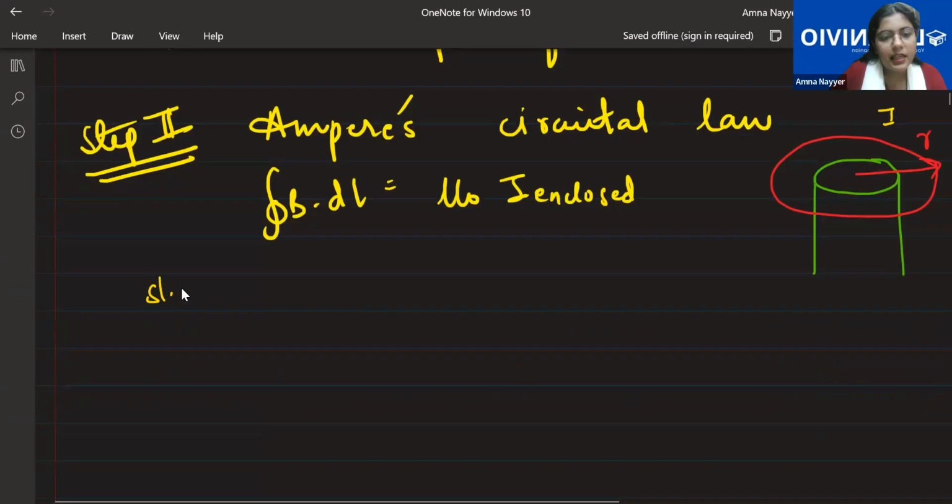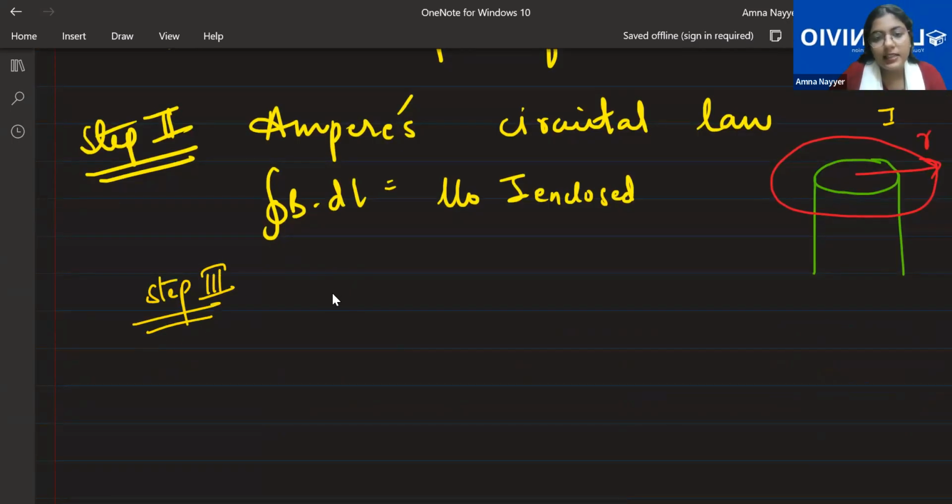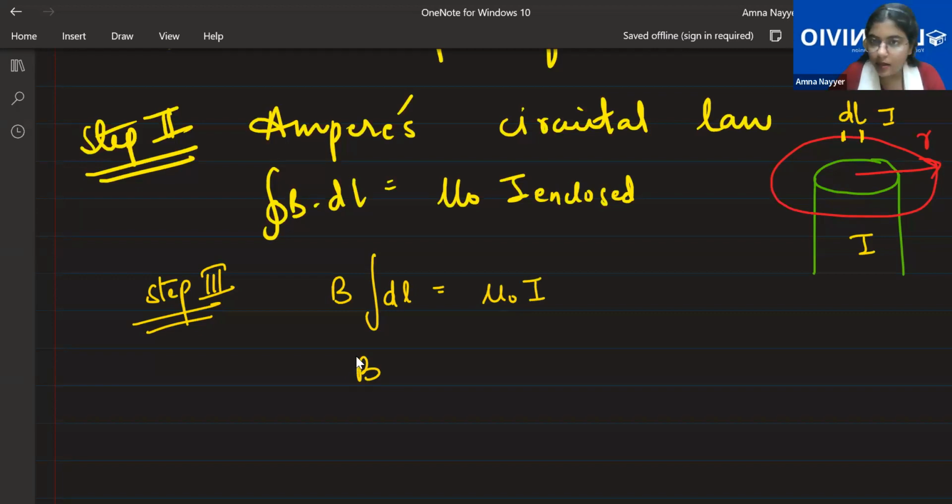Now, step 3 is finding dl. See, B will be taken out as it's constant. Integral of dl is equal to mu naught I enclosed. Let's say the current flowing through this is I. Now tell me, Raneem, we did this a lot. Integral of dl for a circular path. If we take a small dl, what will be the complete circle's length? Ma'am, circumference. Circumference. So this will be 2 pi small r is equal to mu naught I.